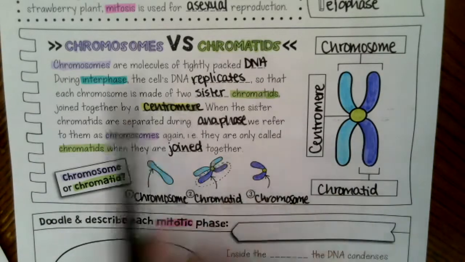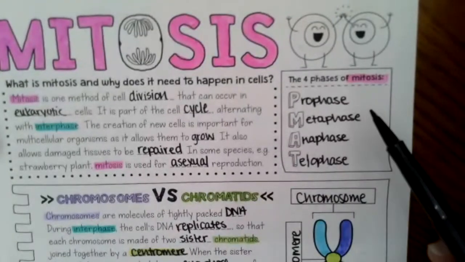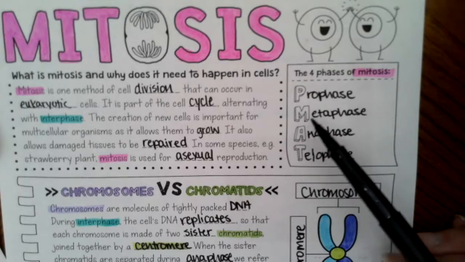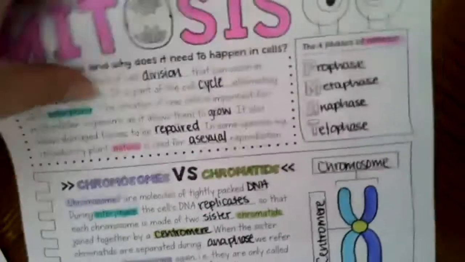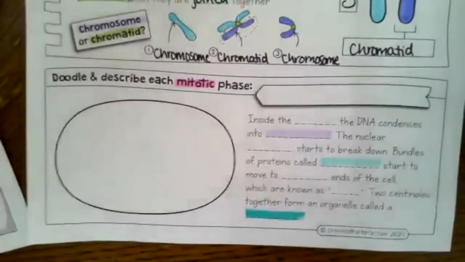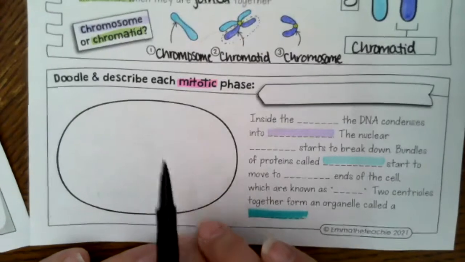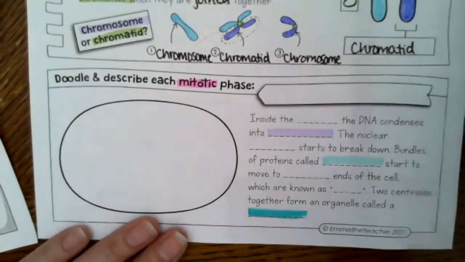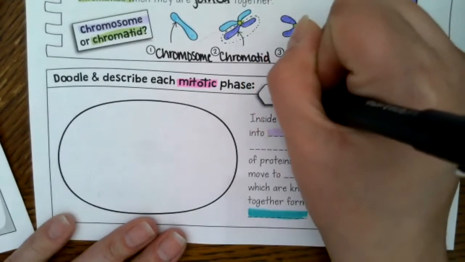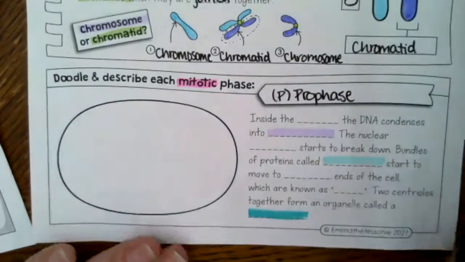Alrighty. So now that we have this taken care of, we are going to move on to our first mitotic phase. If we look back at our 4 phases, the first mitotic phase is going to be that P in PMAT. That stands for prophase. So we are going to talk a little bit about prophase. Let me bump my camera down here so you can see that. And here we are. It tells us we need to doodle and describe each mitotic phase. So let's do it. Once again, this phase was known as the P phase for prophase.